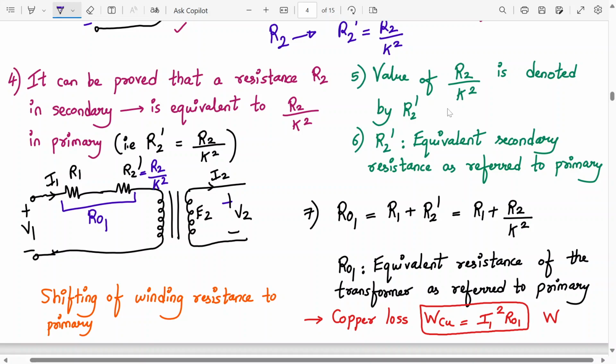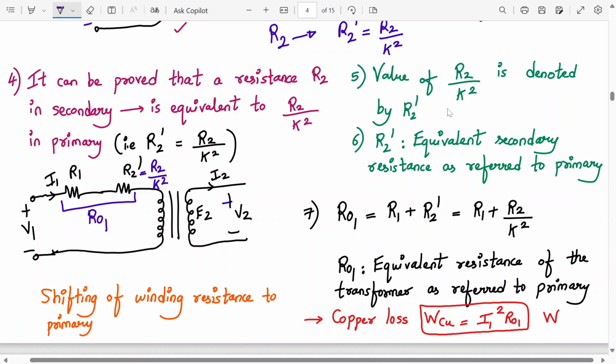So what is this RO1 called? It is called the equivalent resistance of the transformer as referred to the primary. Equivalent resistance of the transformer as referred to the primary.